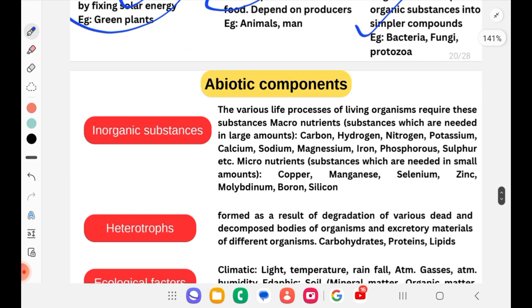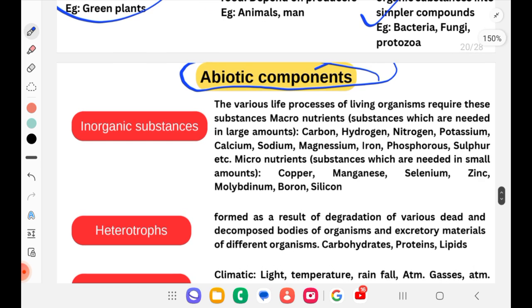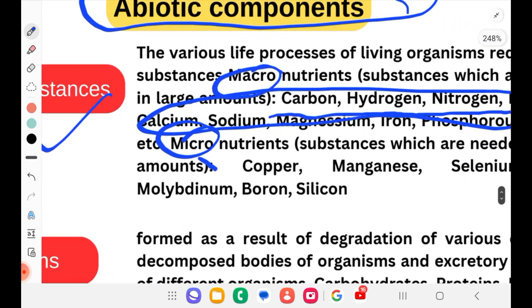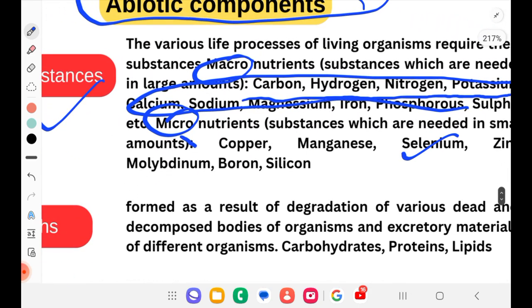Then if you go to abiotic components, we have different types. One is organic, another is inorganic substance. Okay, organic, if you see, it's proteins, lipids, those things. Inorganic substance, in that also we have micro and macro. So macro means those components which are used in large quantity. For example, carbon, hydrogen, nitrogen, potassium, calcium, all these things. Micro, if you see, we require these in smaller quantities, like copper, manganese, selenium, zinc, molybdenum, boron, silicon, etc.